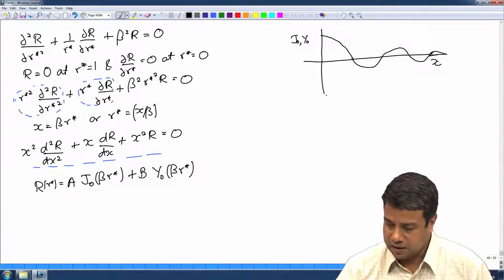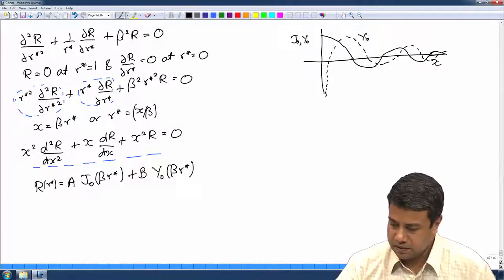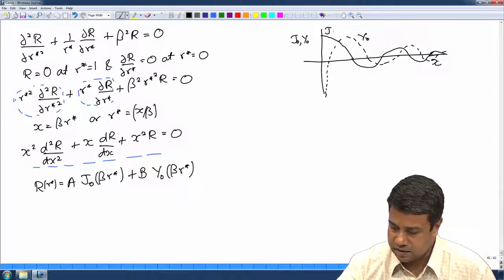The other one goes to minus infinity, and once again it oscillates. This is y 0, and this is J0.